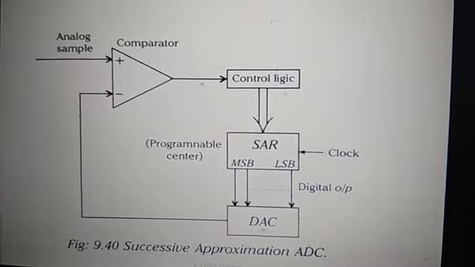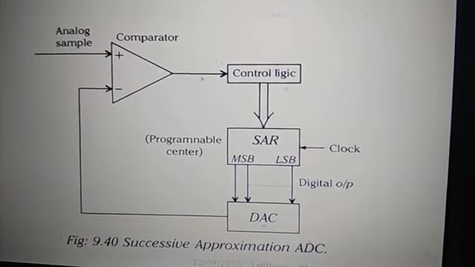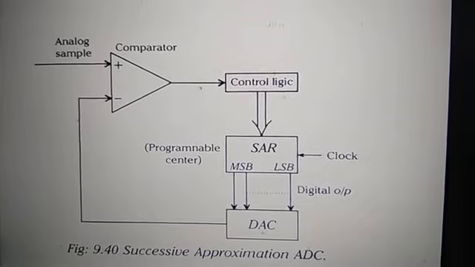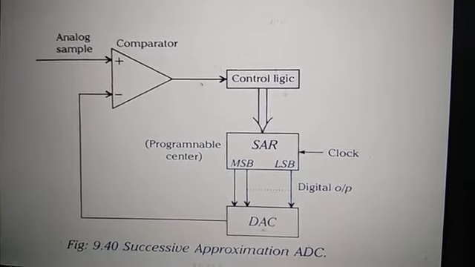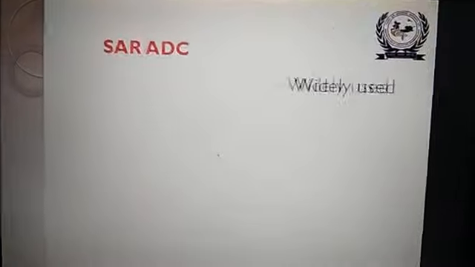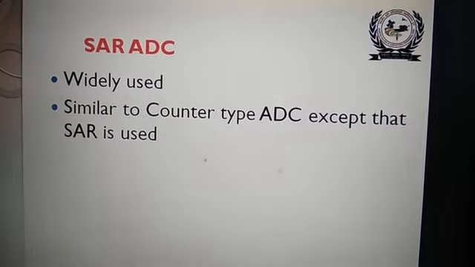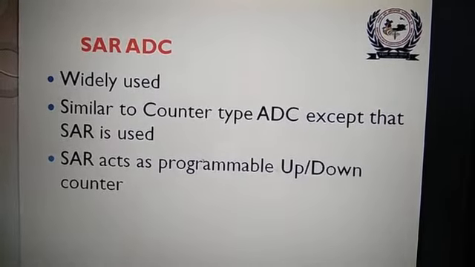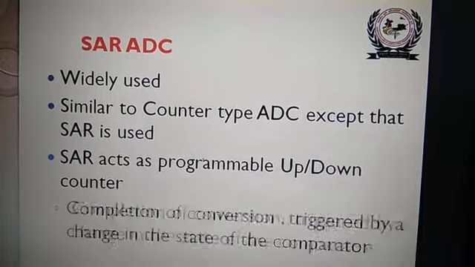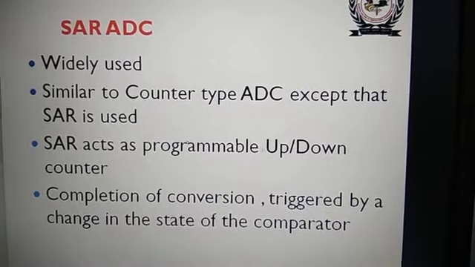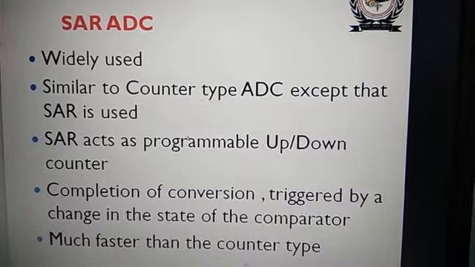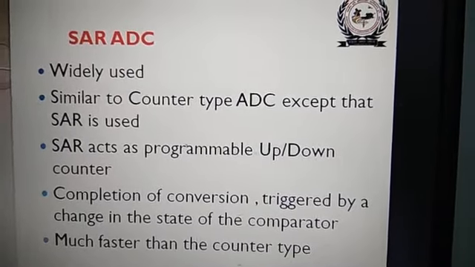This process will continue till you apply the reset pulse or till the end of conversion. This will be continuing. This is the SAR ADC, widely used, similar to counter type ADC except that SAR is used. SAR acts as a programmable up-down counter. Completion of conversion is triggered by a change in the state of the comparator, and it is much faster than the counter type. These are the important points with the SAR.